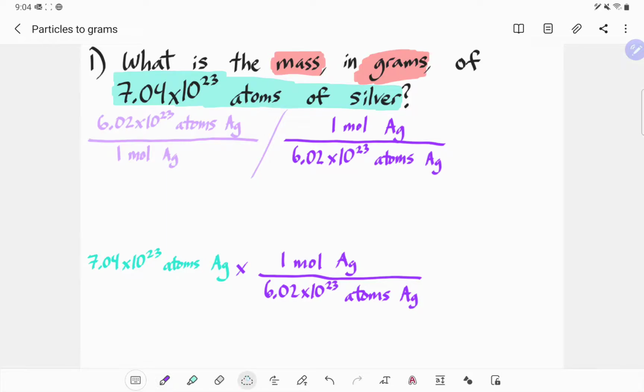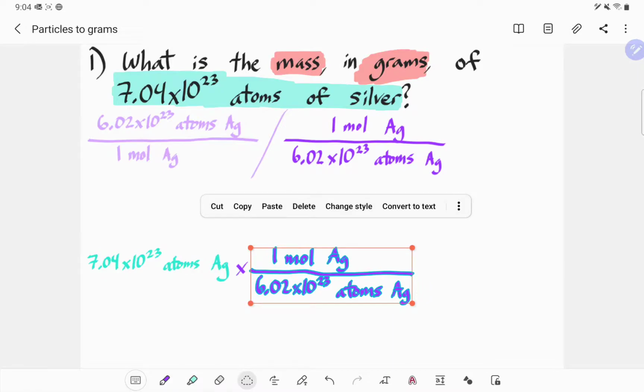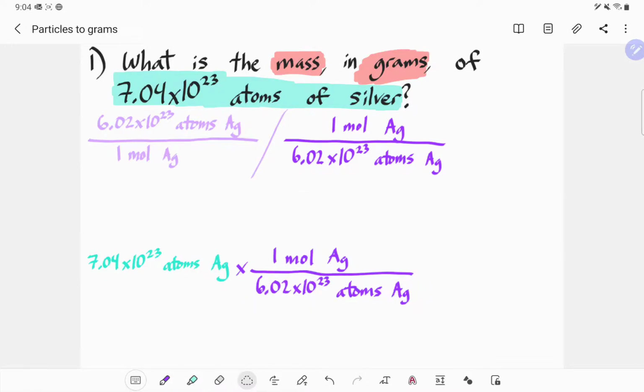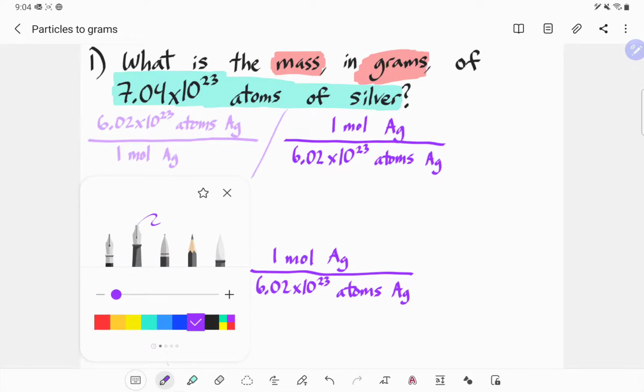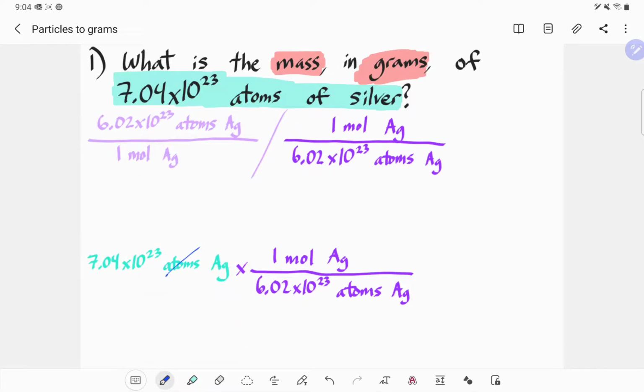All right, I'm going to move this to make it a little bit smaller so we can fit this whole equation on one line. That is the ratio we have, and that's the order that we have it in, so that I can look at it and say, hey, these two units are going to cancel. So atoms are going to cancel, and we are left with the units of moles.